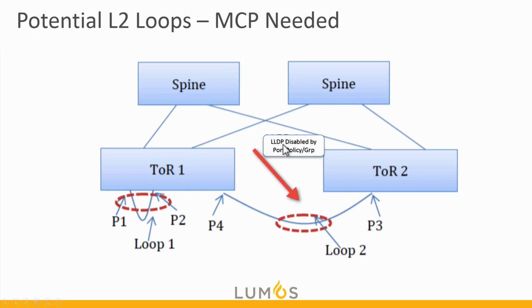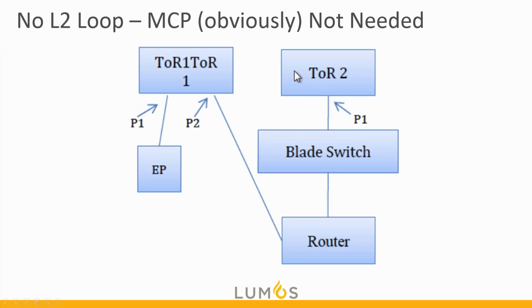What if someone had configured, however, an LLDP disabled port policy or interface policy group for these particular links? Well, in this case, we may need to have something that would detect that loop. So MCP would detect that and error disable one of the ports. In a scenario like this, where we have two top of rack switches, and one is connected to an external switch, and another is connected to a router, for an L3 out, which we're getting ready to talk about, well, this isn't a layer 2 loop, so MCP is obviously not needed.